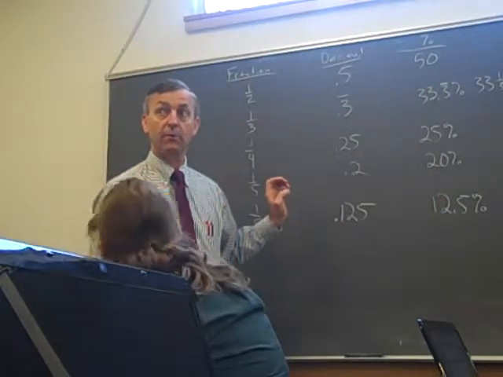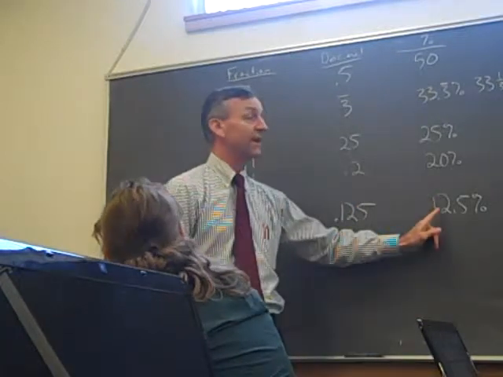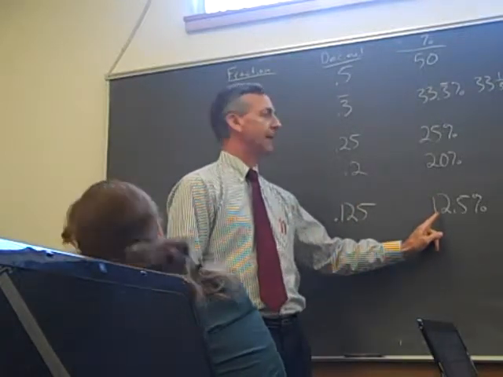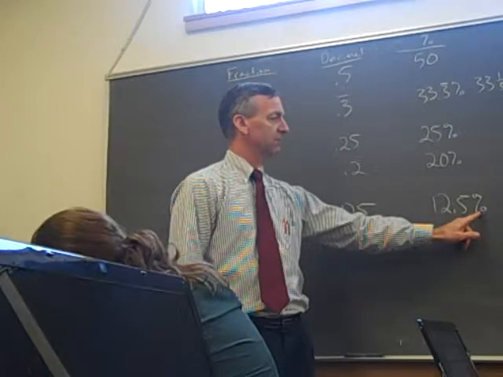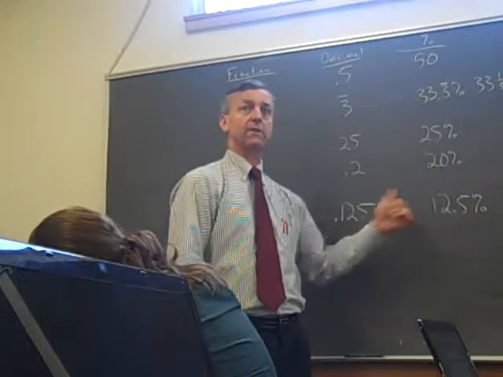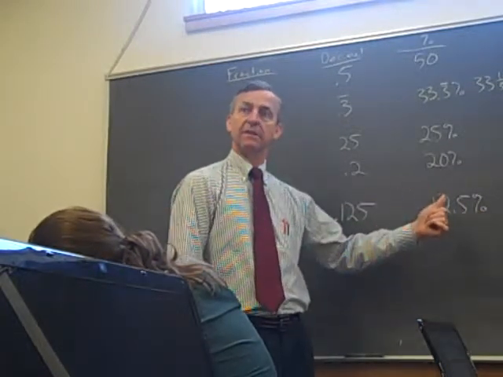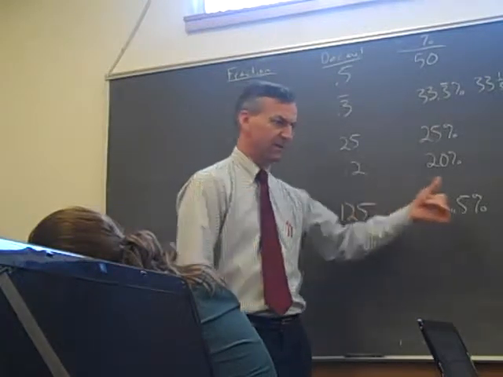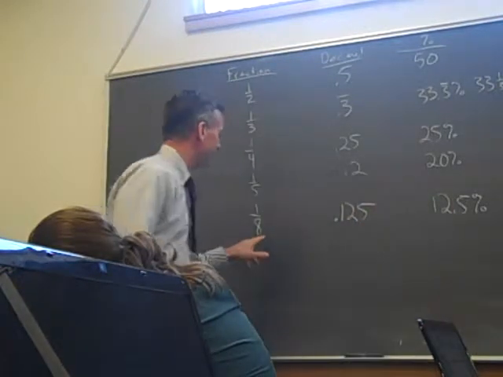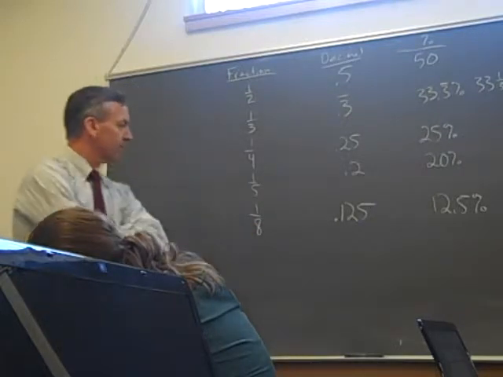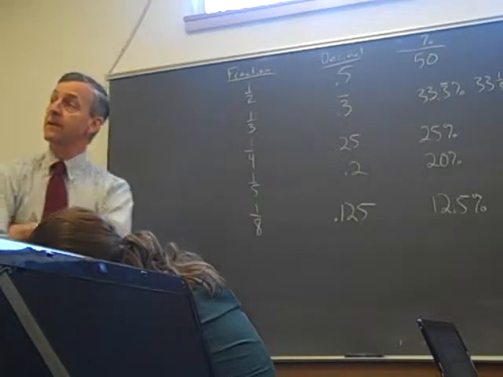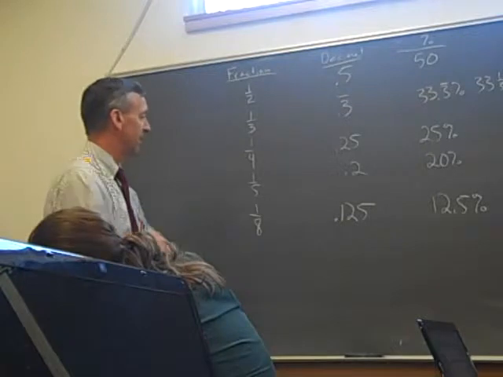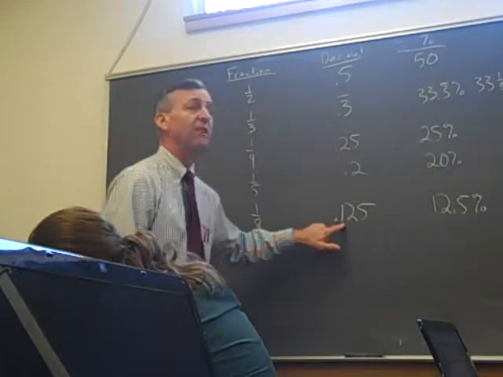Now you'll notice here that this column is identical to this column except for what? The decimal's been moved over 2 places to the right and a percent placed on it. If we're going to go this way, you move your decimal 2 places to the left and take the percent off, right? You can do that back and forth. So the 3/8 that we have up here is just 3 of these, right?